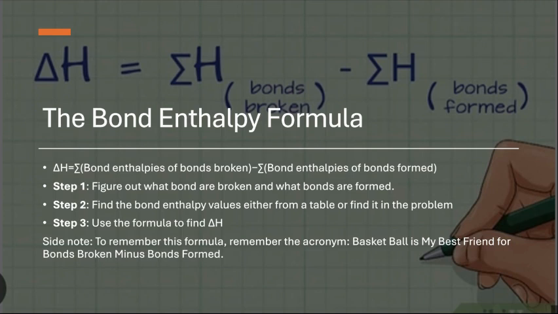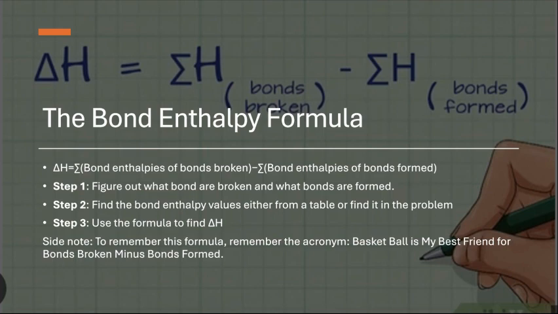And to remember this equation, use the acronym "basketball is my best friend," which represents bonds broken minus bonds formed, as the BBMBF lines up. So just keep "basketball is my best friend" in mind.